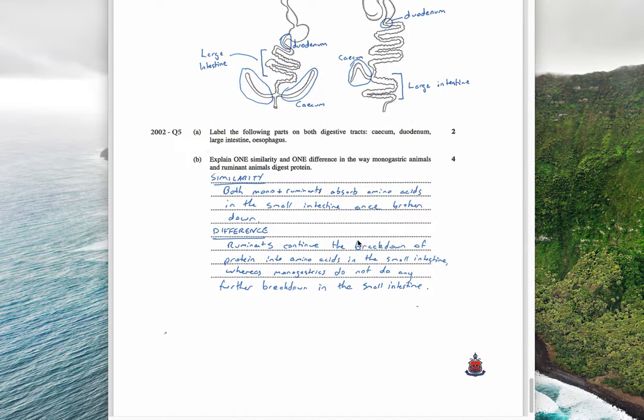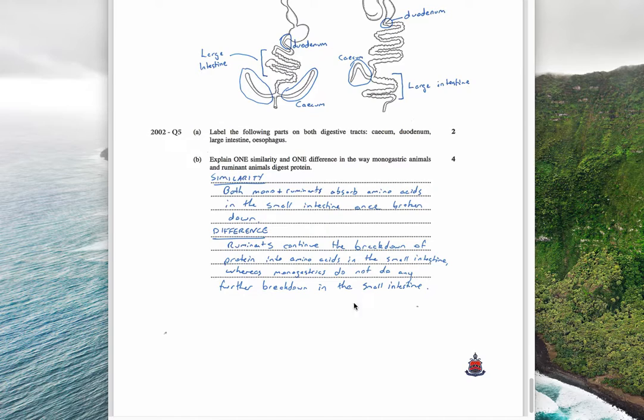And the last question: explain one similarity and one difference in the way monogastric animals and ruminant animals digest protein. So you don't need to worry about carbohydrates, just protein, and you need to show cause and effect, one similarity and one difference. So before I wrote anything else, I wrote similarity and I wrote difference so that I remember that I have to do both. Okay, so for similarity, both mono and ruminants absorb amino acids in the small intestine once they're broken down. And lastly, the difference: ruminants continue the breakdown of protein into amino acids in the small intestine, whereas monogastrics do not do any further breakdown in the small intestine.